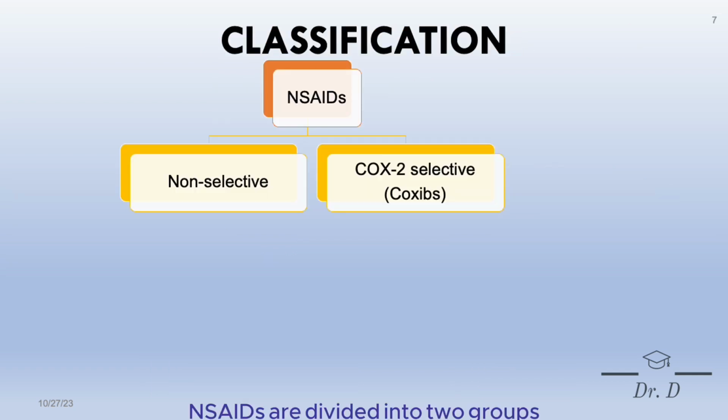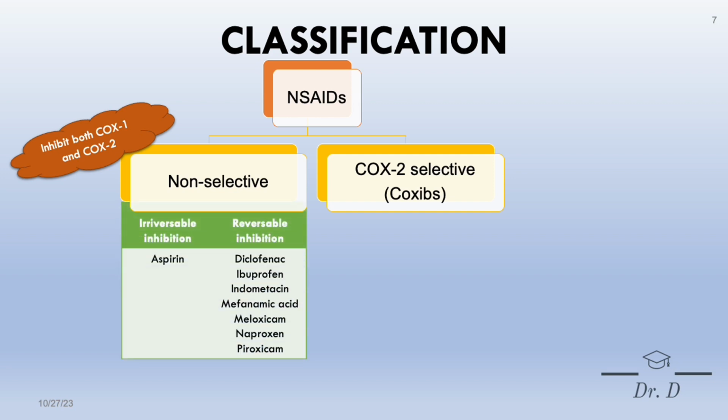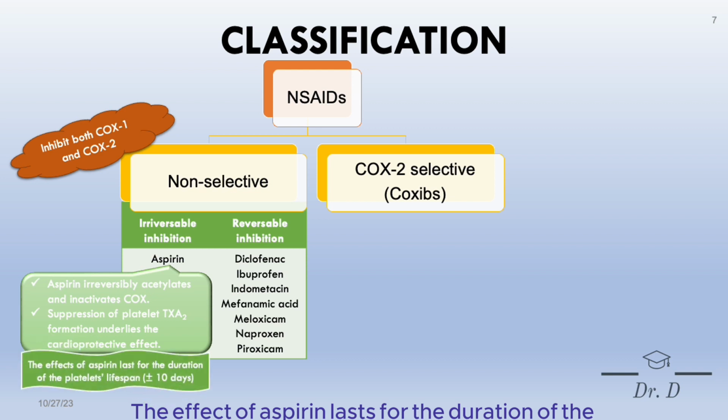NSAIDs are divided into two groups based on their COX selectivity. Non-selective NSAIDs inhibit both COX-1 and COX-2 enzymes. Aspirin is the only NSAID that irreversibly acetylates and inactivates COX enzymes. Suppression of platelet thromboxane A2 formation underlies the cardioprotective effect of aspirin. The effect of aspirin lasts for the duration of the platelet's lifespan, which is approximately 10 days.